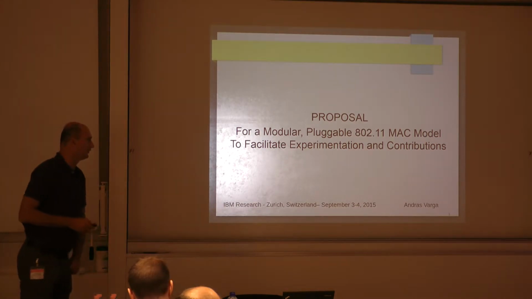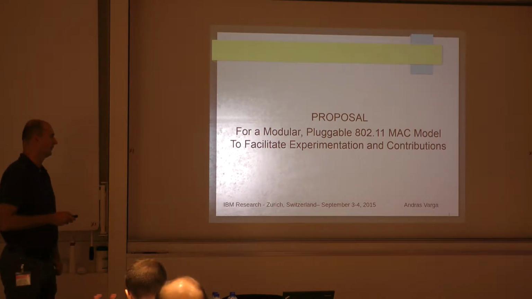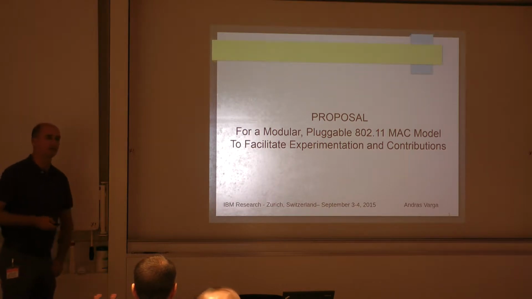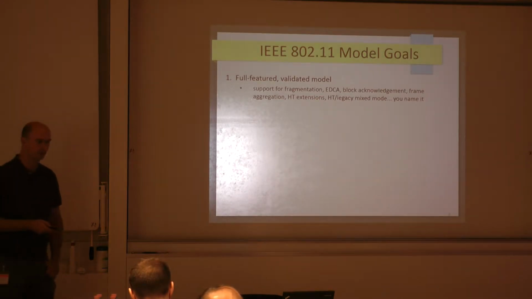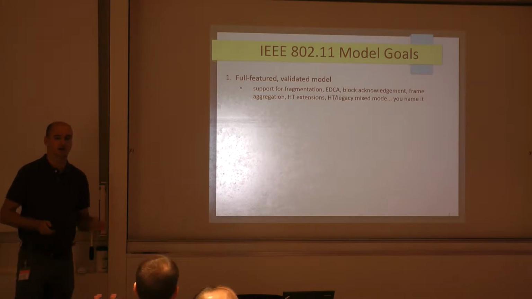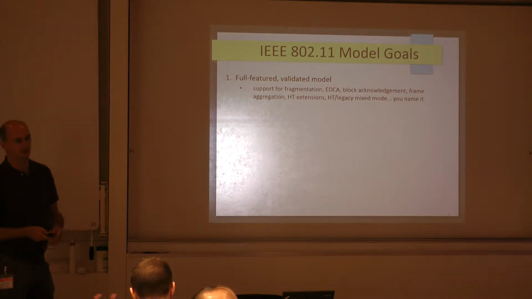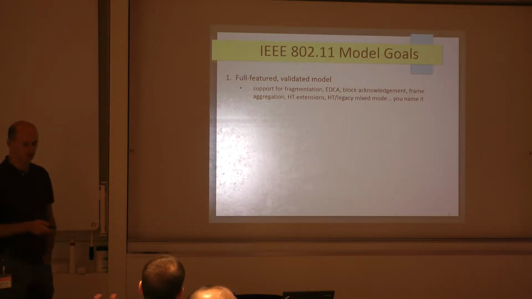I can talk about the new plans to make a new version of the 802.11 MAC model, with the explicit goals of facilitating experimentation and contributions. So, what are our goals? Ideally, we would like to have a Wi-Fi MAC model which is reasonably full-featured, so it has the features of the standards which are widely used or upcoming or even planned. I listed a few of them: fragmentation, ADCI, block acknowledgement, high throughput extensions, and so on.